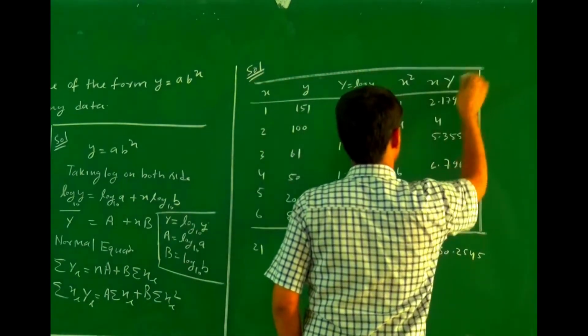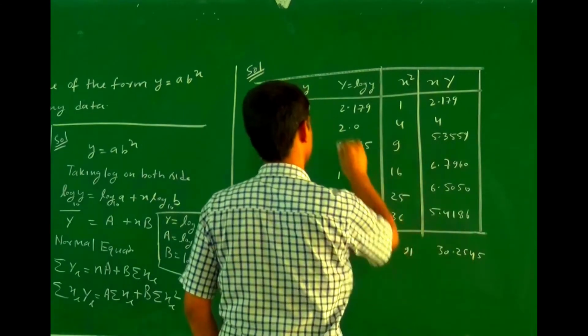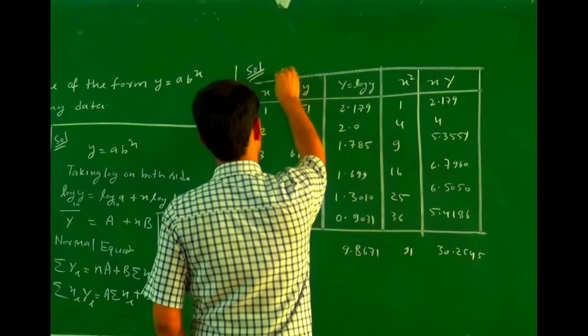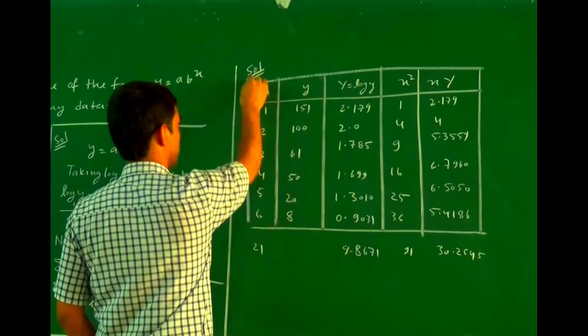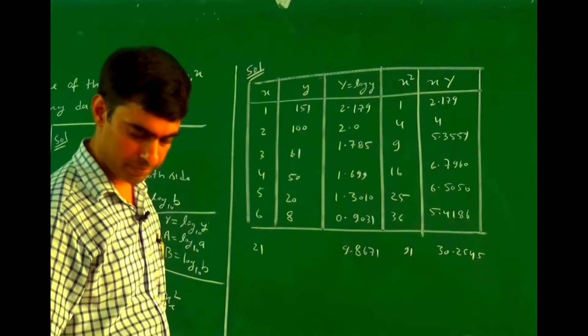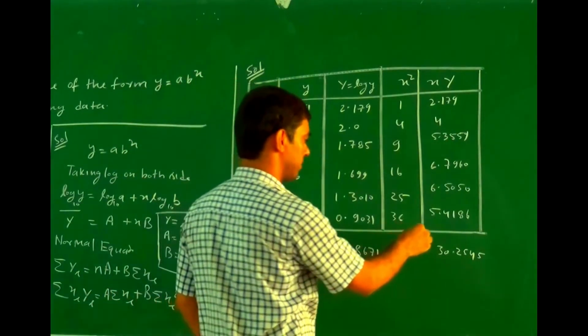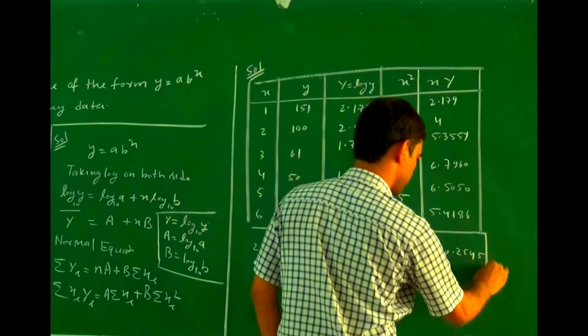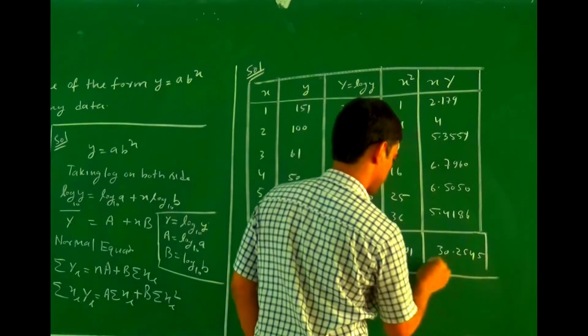If we find the sum of these columns, we write it here in this form. This one is the tabular data. Now if you find the sum of this table, this one is the sum, this one is the sum, this one is the sum.